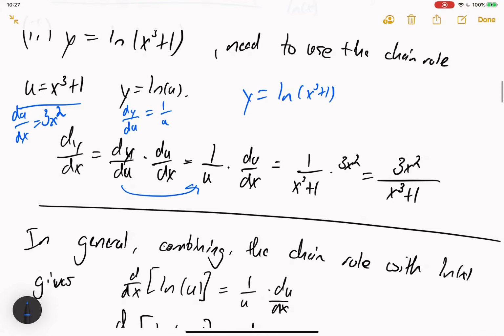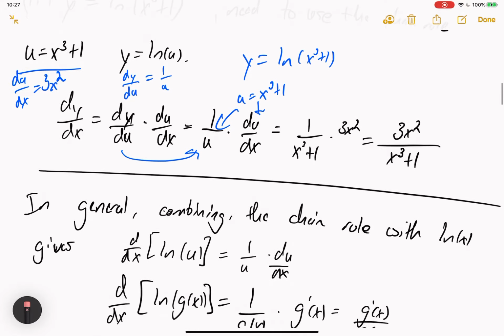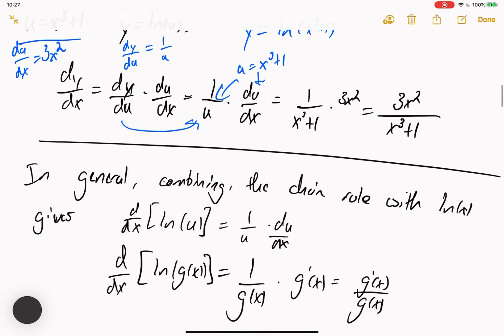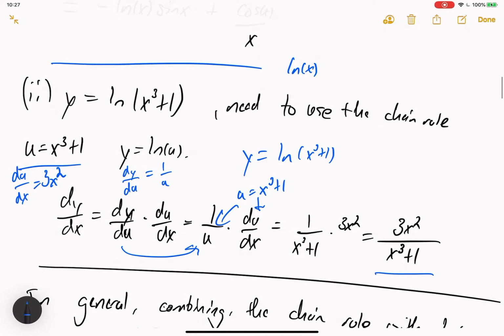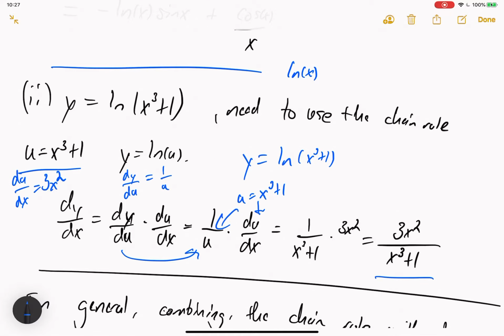And then lastly, we have to plug in for u. So remember that u is equal to x cubed plus 1. So we have to plug it in right here, and we have to plug in for du/dx. So we get 1 over x cubed plus 1 times 3x squared, which is equal to 3x squared over x cubed plus 1. So that's our final answer.